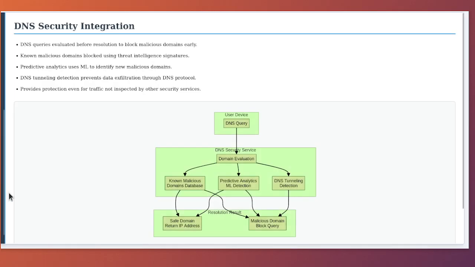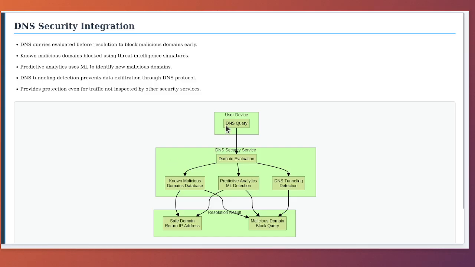Domain Name System Security Integration. Domain name system security is a critical layer of protection that addresses threats at the domain name resolution level. Because virtually all network communication begins with a domain name system query, controlling and inspecting domain name system traffic provides an effective early detection and prevention point.